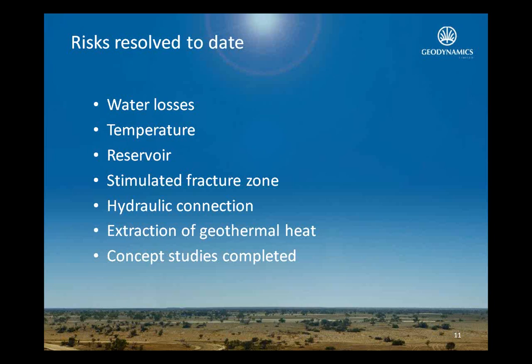We've proved we've got the temperature there. At Habanero we measured temperatures of 255 degrees at about 4.3 kilometers. At Jolokia we drilled down a bit further to 4.9 kilometers and achieved temperatures in the order of 285, 290 degrees at those depths. So we've proved we've got the temperature there. We've demonstrated at Habanero that we've got a reservoir there.